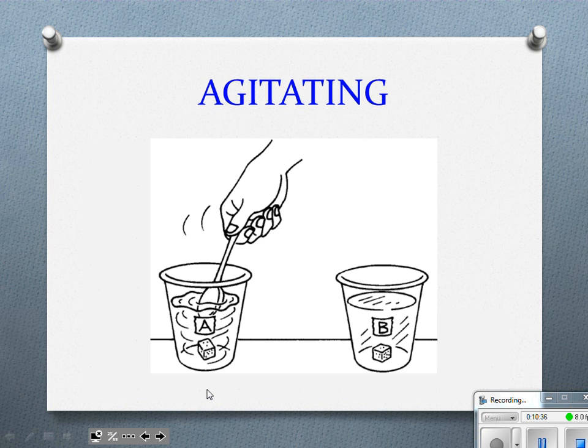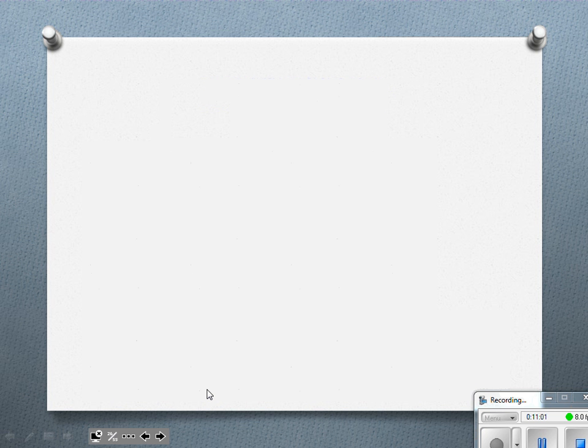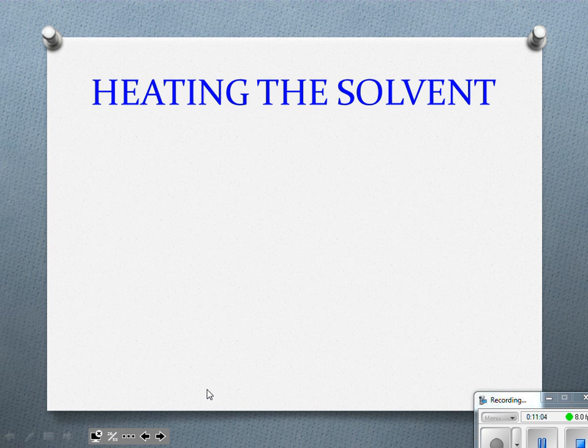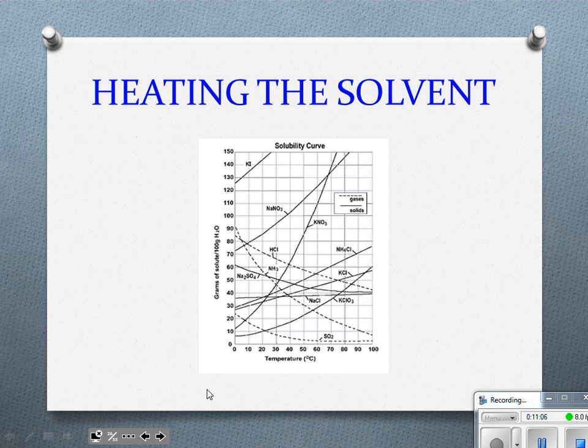We're getting those particles in there moving around faster, right? Are the particles moving around at all in B? No. Does it matter if I shake it or if I stir it? No, I'm still getting that movement, right? Heating the solvent.